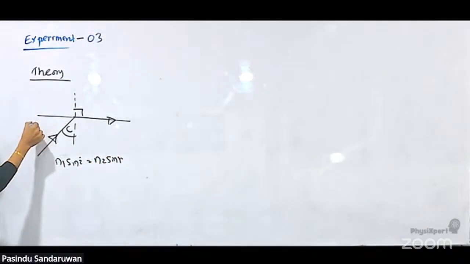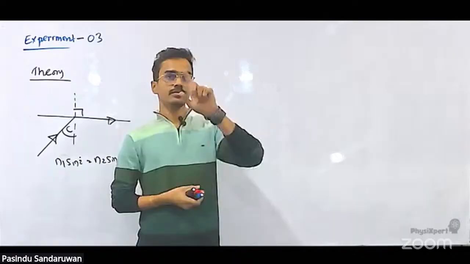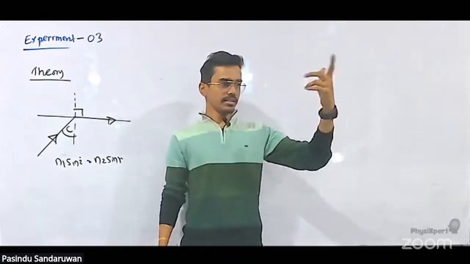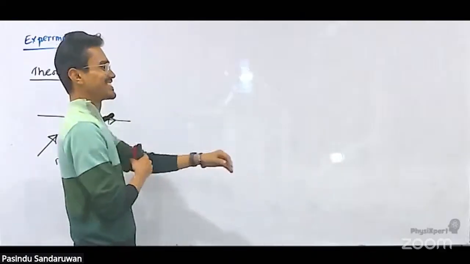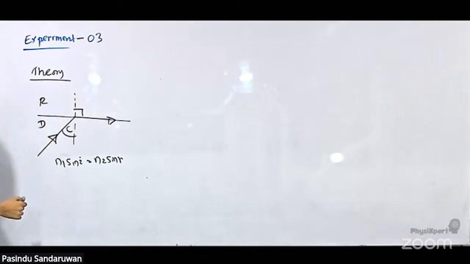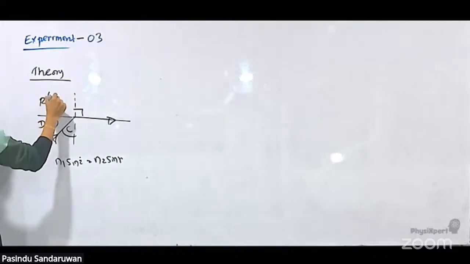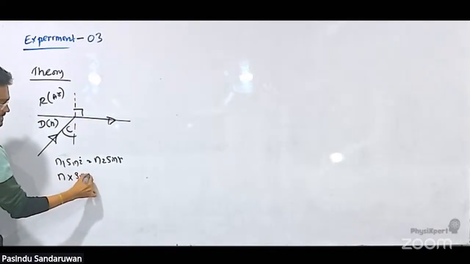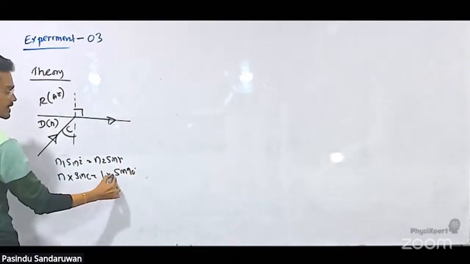Tell me, critical angle is only possible from which medium to which medium? Dense to rare. This should be dense and this should be rare. So let's say this is a medium with refractive index n, and this is air. Then n1 is n, sin i is sin c, n2 is 1, and sin r is sin 90, which is 1.